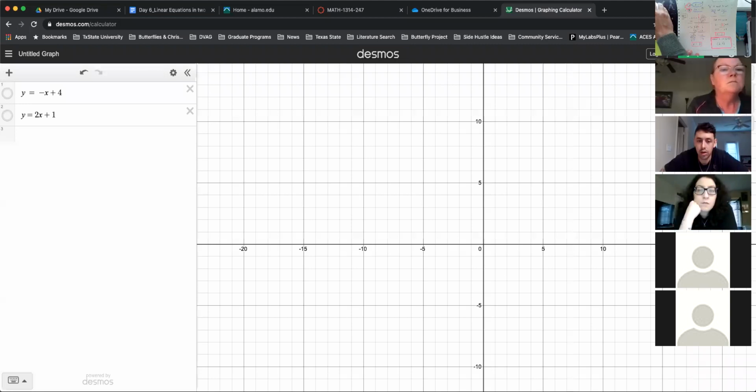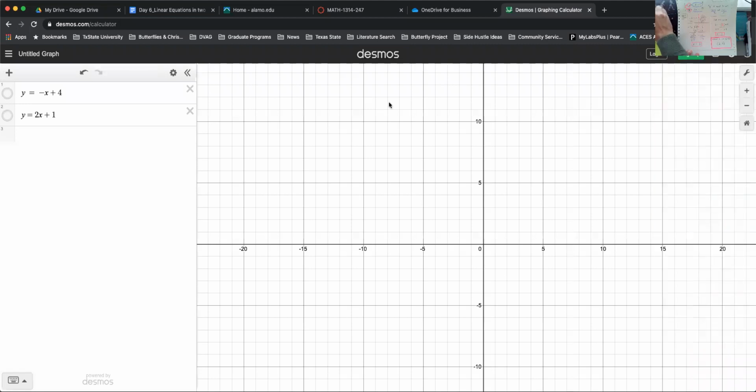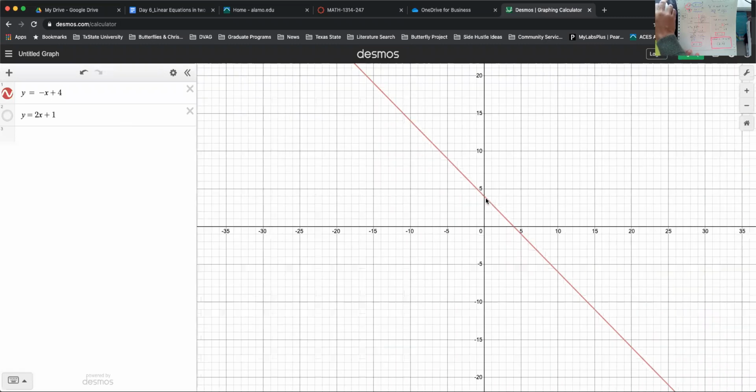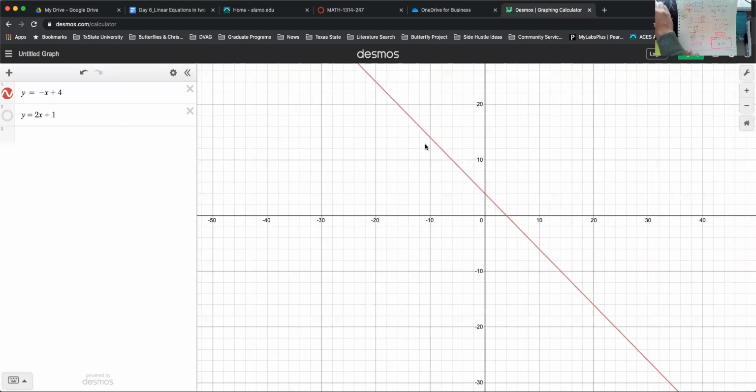Can you guys see the Desmos grid? I've gone ahead over here on the left-hand side and typed in the first equation, right? If you were to get 2 points, and you just need 2 to make any straight line, you would get a line that looks like this. This red line, and it's going down diagonally to the right, right?